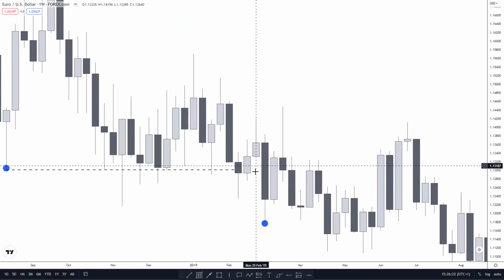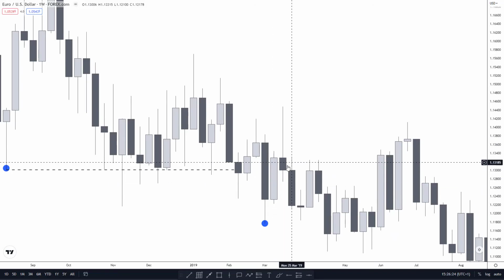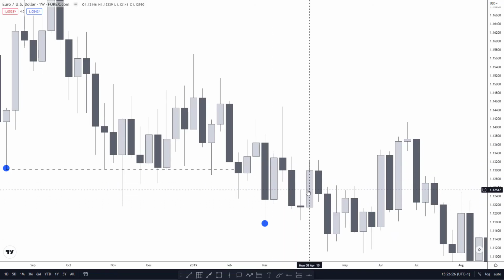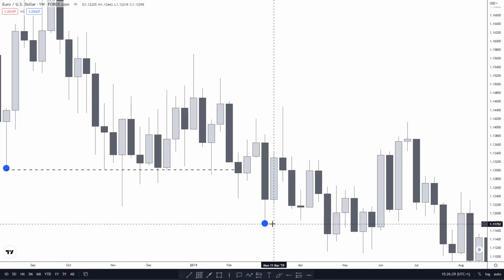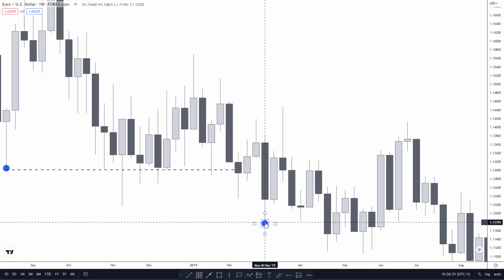So you can see here, again, this one didn't, this one didn't, this one didn't, this one didn't, but this one closed above the candle to its left, and that is still, this is the lowest point before that happened. So this is our swing low.